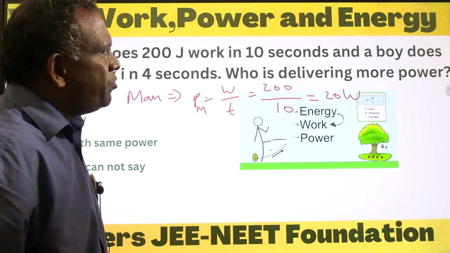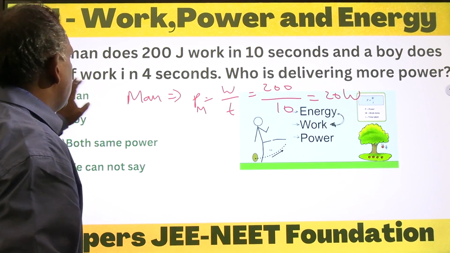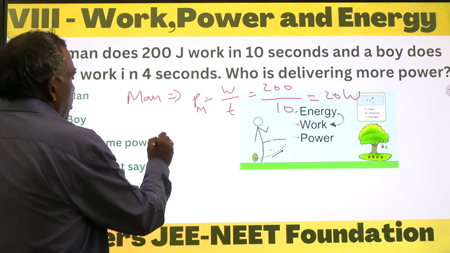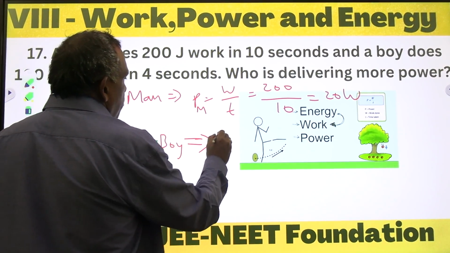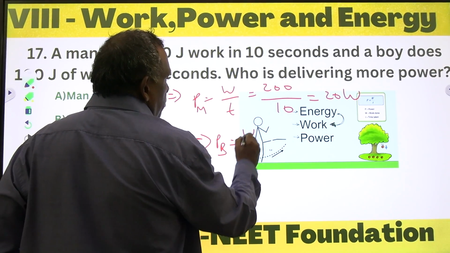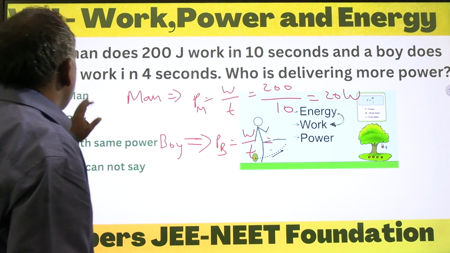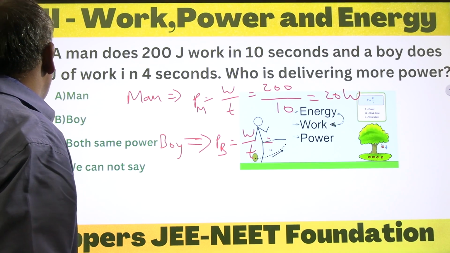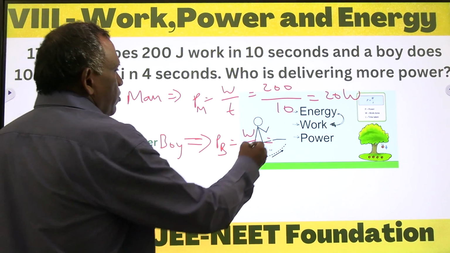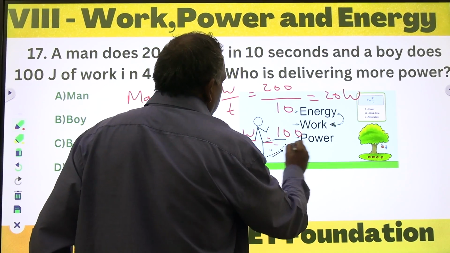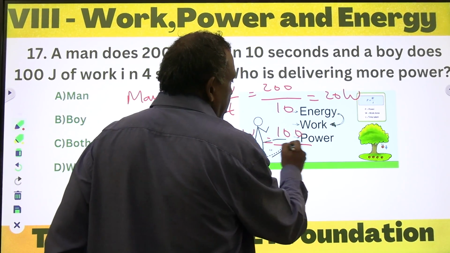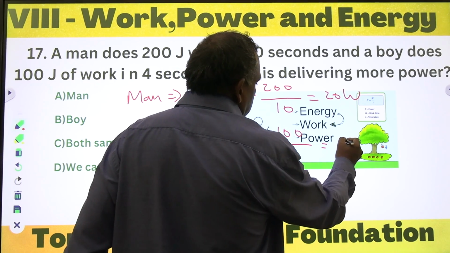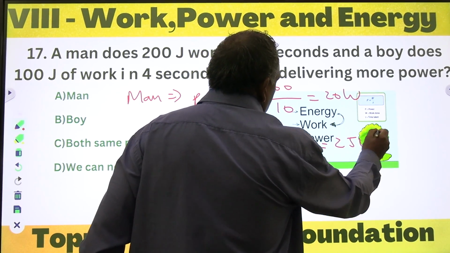Similarly, let's find out for the boy. The power of the boy is again work upon time. How much work is it? 100 joules of work. In how much time? 4 seconds is the time. So 100 upon 4, that is 25 watts.